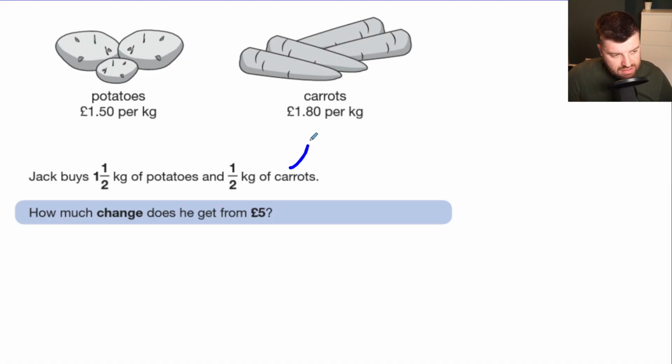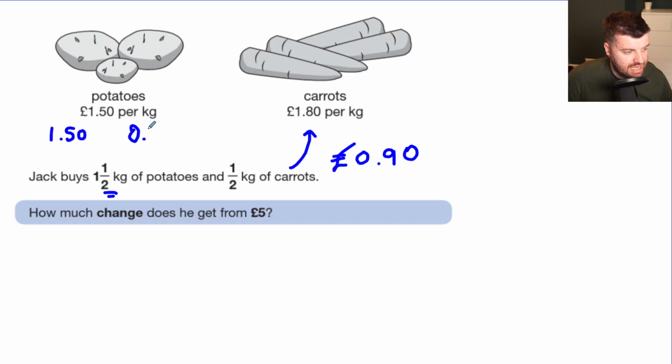I'm going to start with the carrots. So half a kilogram of, and each kilogram is £1.80. So what is half of £1.80? That is going to be 90. And I'm going to write it like this, 0.90 as pounds. So that's 90 pence. And then over here, 1.5 kilograms of potatoes. Well, 1 kilogram would be £1.50, so that's guaranteed. Now we need to add on this extra half. What's half of £1.50? I'm going to write it again, formally like this, is 0.75 pounds. So we've got our total here of potatoes by adding these together, and we end up with £2.25 on potatoes. So £2.25 on potatoes, 90 pence on carrots.